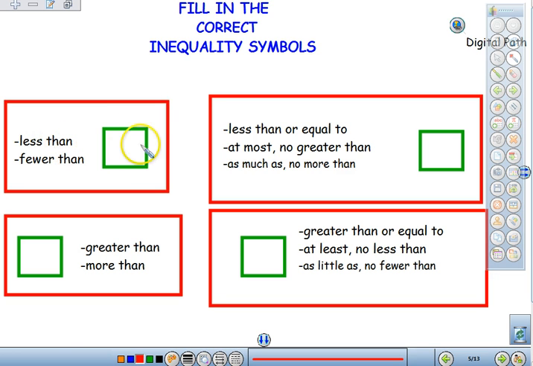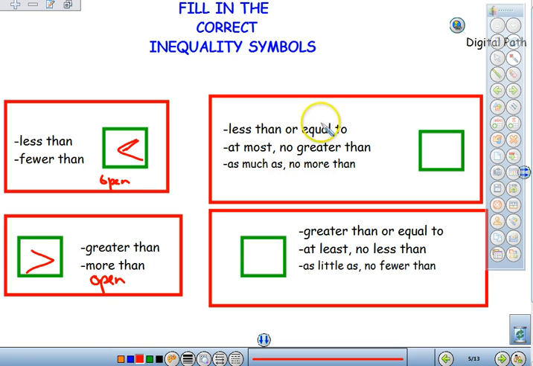If it's less than or fewer than, we are using the less than symbol. That would be an open circle when we graph, right? If you see the phrase greater than or more than, that is also going to be an open circle when we graph it, with the arrow pointing to the right.